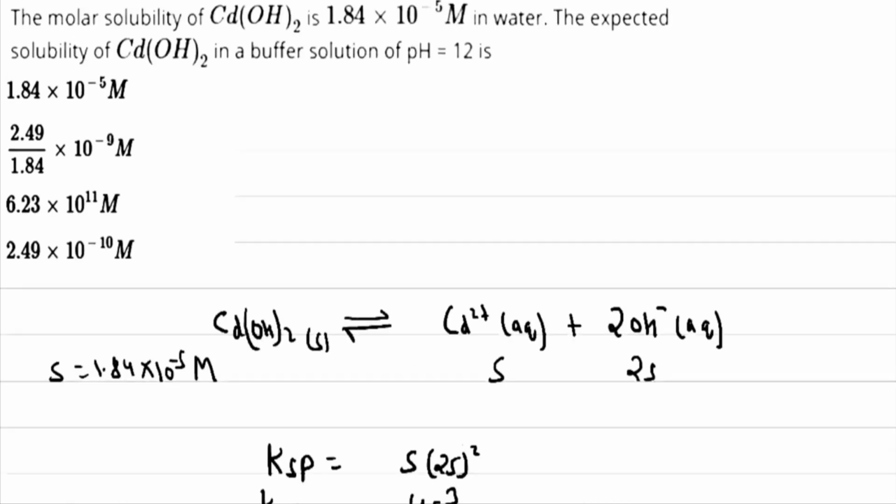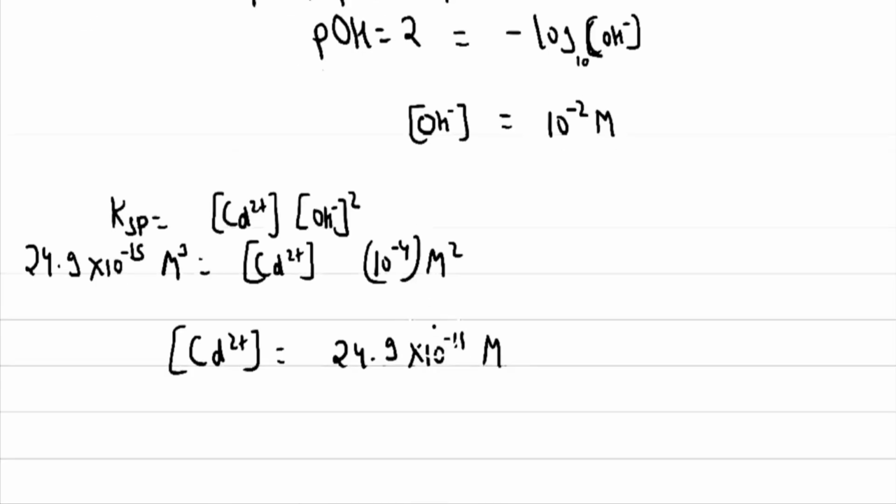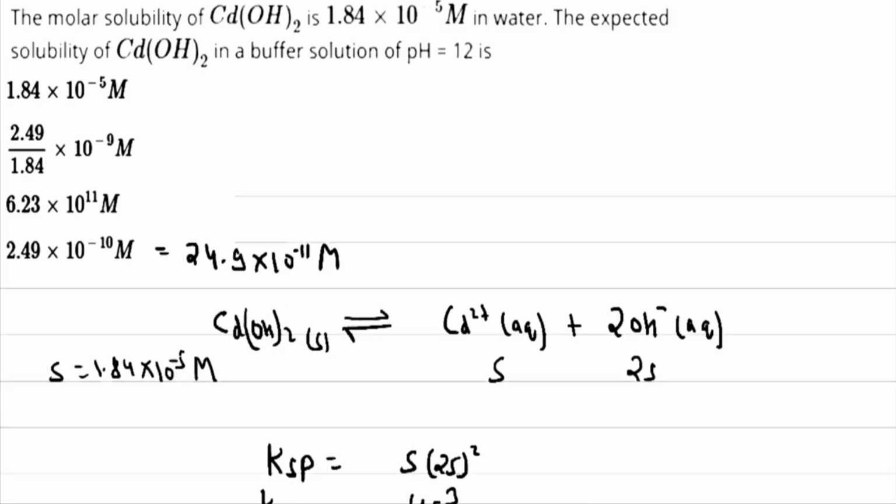Let's check the options here. The appropriate option is 2.49 × 10^-10, which is the same as 24.9 × 10^-11 molarity, the answer we have solved here. So option D is our correct answer.